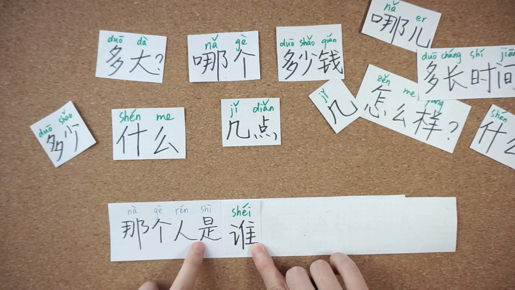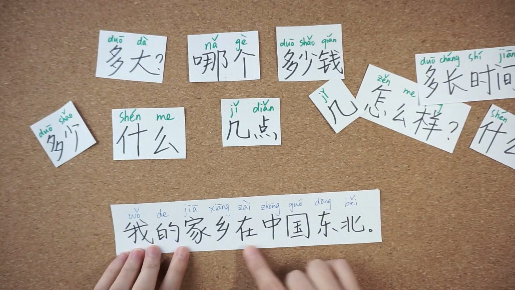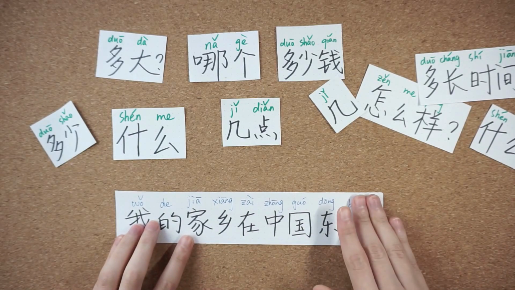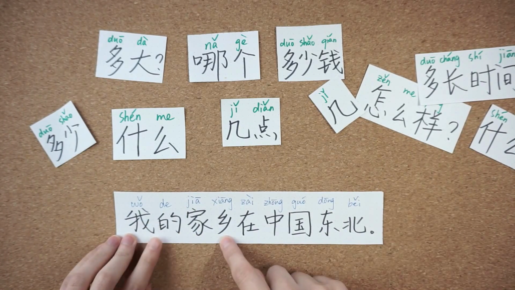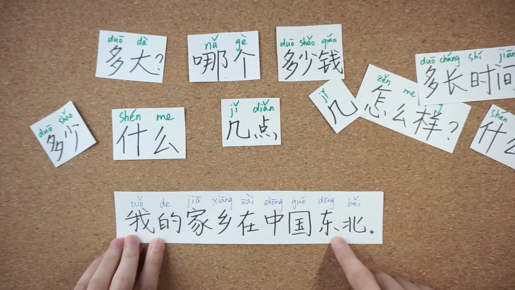That person is who. Next question word, 哪儿 means where. When we use 哪儿, don't forget to have 在 before 哪儿. 我的家乡在中国东北. My hometown is located in China Northeast.